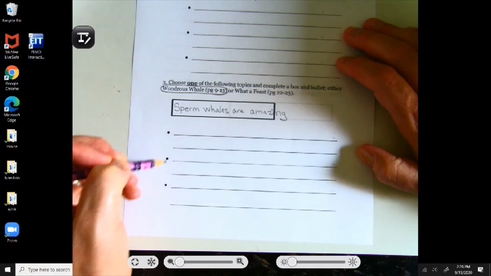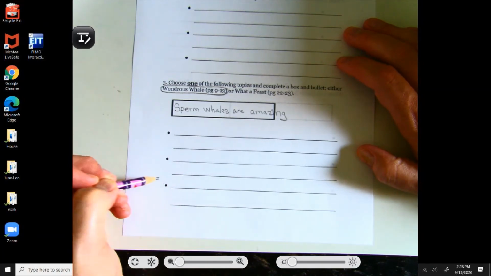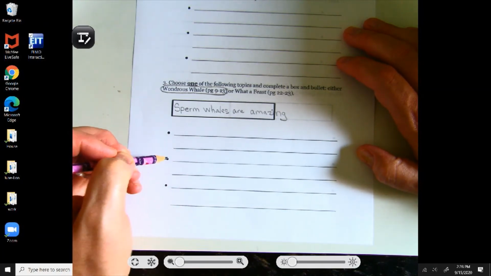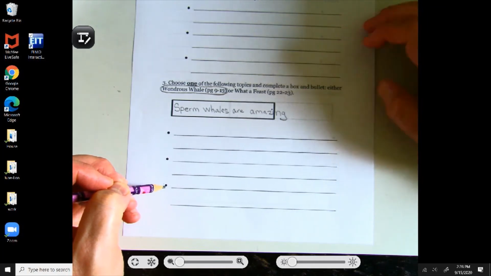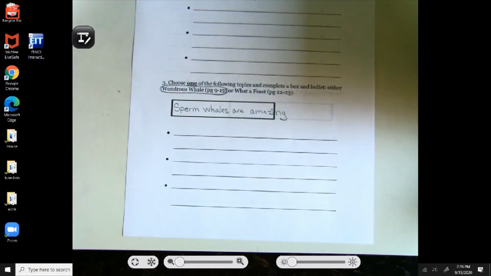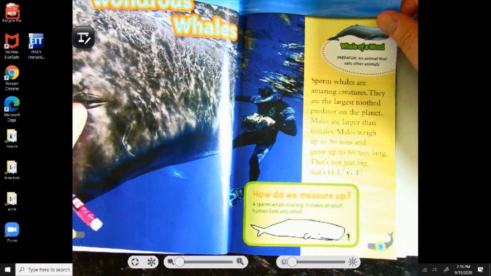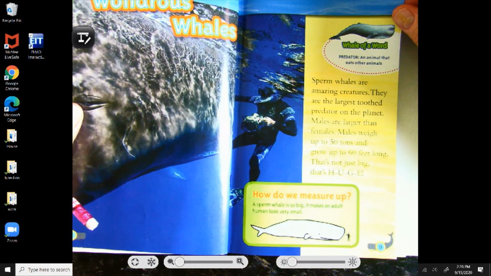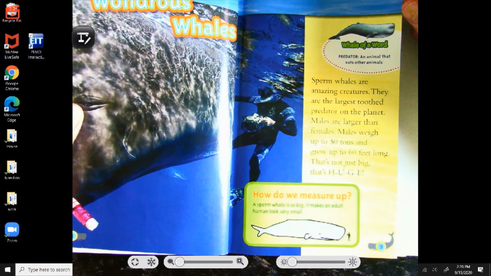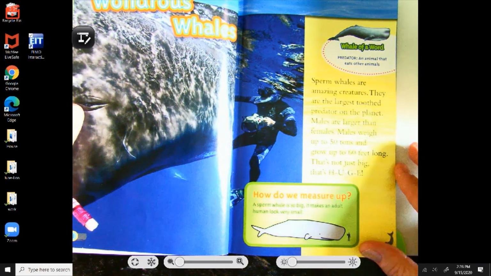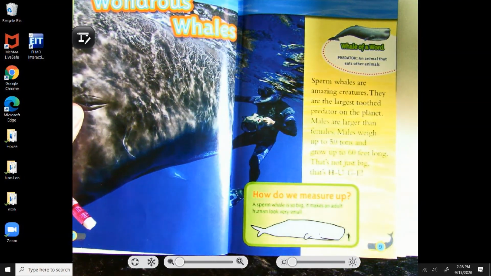Now, the bullets of the box and bullet are the details. So we're going to try to find 3 facts about sperm whales that are amazing. Right? So 3 things in that chapter that are amazing. So I'm going to look at my book. You look at your book. Can you find a fact that shows how amazing sperm whales are?